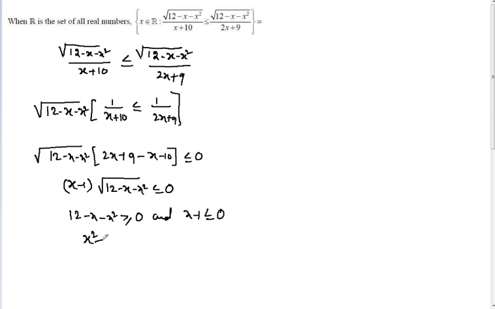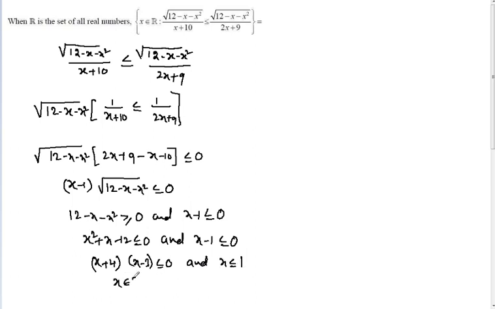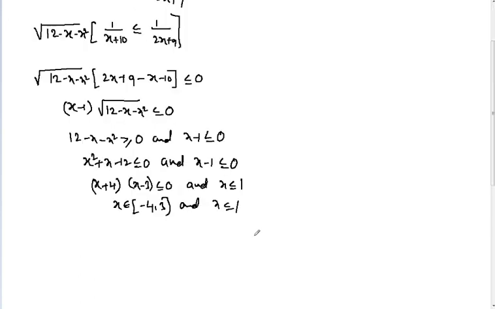This is x² + x − 12 ≤ 0, and x − 1 ≤ 0. This is (x + 4)(x − 3) ≤ 0, and x ≤ 1. From this, x belongs to [−4, 3], and x ≤ 1. Therefore x belongs to [−4, 1] union {3}. This is the set of values of x.